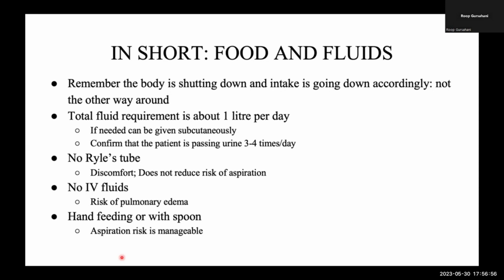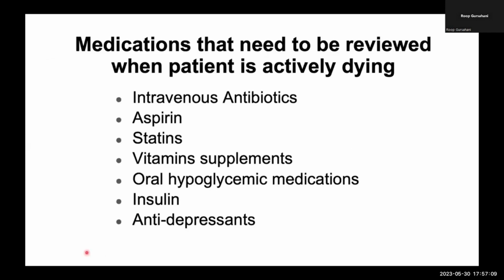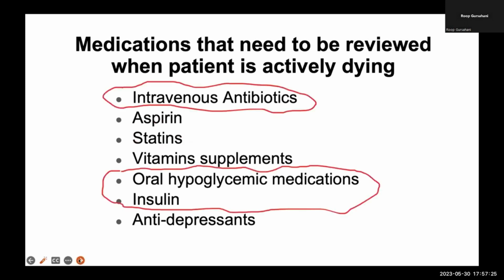As we said earlier, we avoid any artificial measures at this stage. All medicines that are not required for symptom control should be stopped. There may be occasional important medicines that need to be continued, and then they may have to be given subcutaneously. IV antibiotics, aspirin, statins, vitamins, even diabetes medicines, antidepressants, all of these can go. Remember that you're giving aspirin and statin for a decade ahead. What is the point in giving them at this stage?